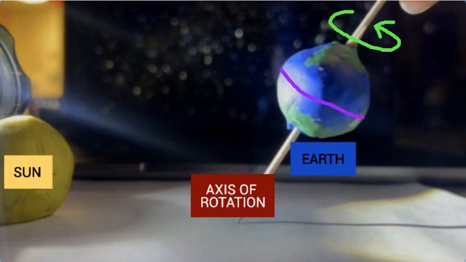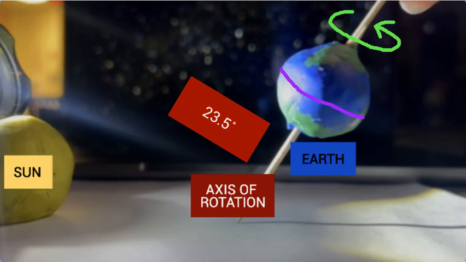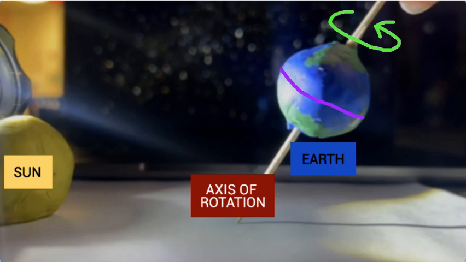The Earth's axis of rotation isn't straight up and down. It's tilted at an angle of about 23.5 degrees. This tilt is the reason for the seasons and why the length of daylight changes throughout the year.